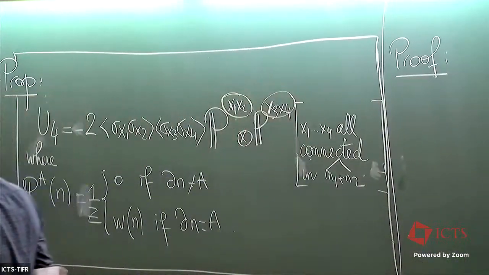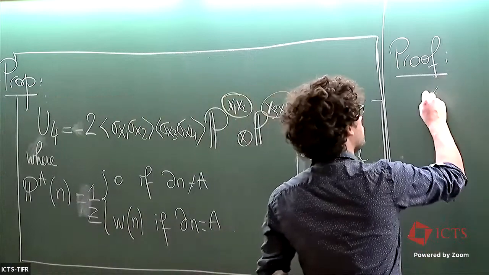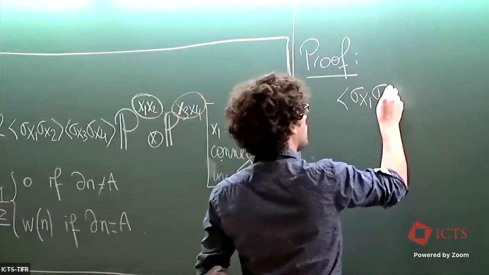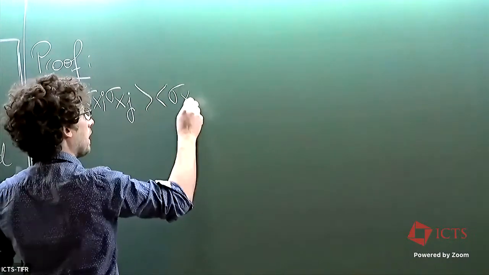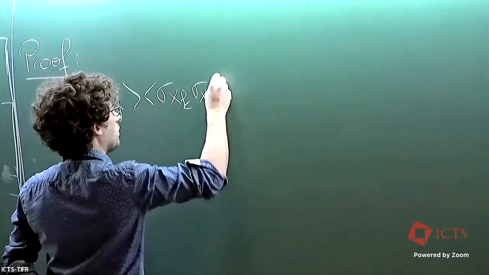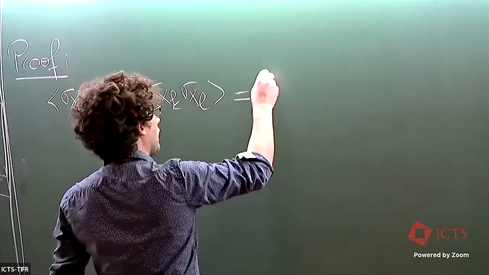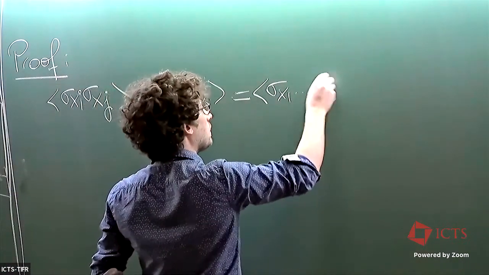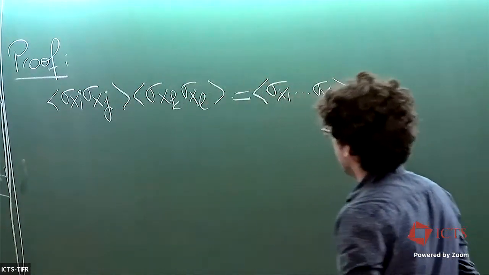Okay, so let me do it like that. If I look at sigma xi, sigma xj, sigma xk, sigma xl, where xi, xj, xk, xl is just x1, x2, x3, x4, how does it compare to sigma x1, sigma x4 times the probability of something?